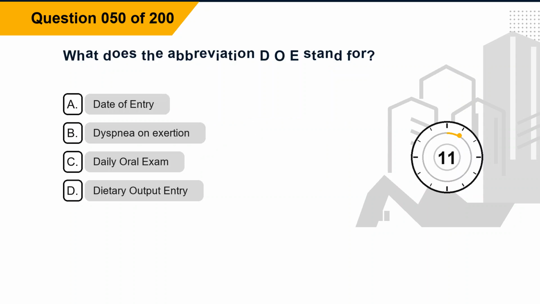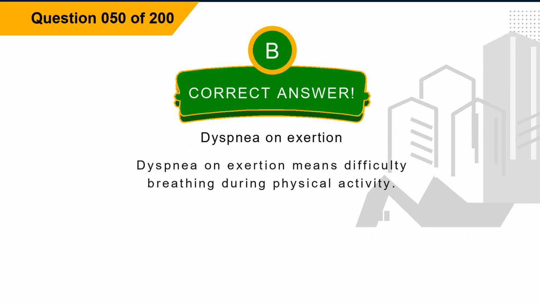Question 50. What does the abbreviation DOE stand for? Option A, Date of Entry. Option B, Dyspnea on Exertion. Option C, Daily Oral Exam. Option D, Dietary Output Entry. The correct answer is option B, Dyspnea on Exertion. Explanation. Dyspnea on exertion means difficulty breathing during physical activity.